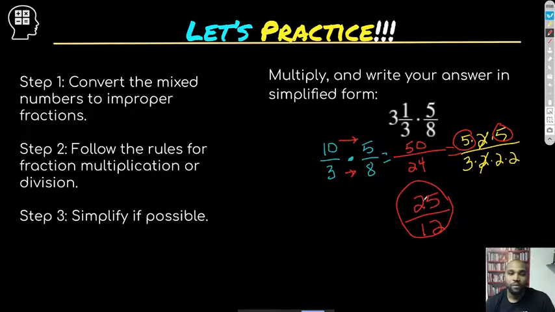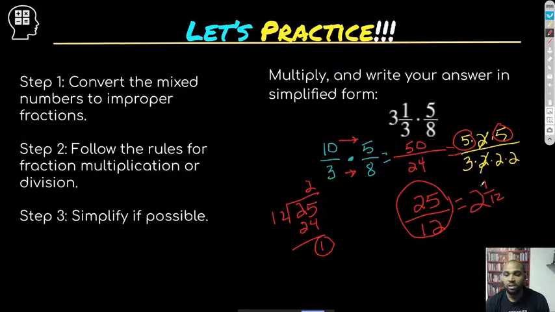Because the only factors for 25 are 1 times 25 and 5. There's no other. For 12, there's others, 4, 3, 12, and 1, 2, and 6, but none of them are the same as 25. So this is as good as it gets. Now, if they asked us, or if you needed to know what this was as a mixed number, we could do that math. We can just go ahead and divide 25 divided by 12. It goes in there twice. 2 times 12 is 24. 1 left over. So I can see there's going to be 2 and 1 12th.